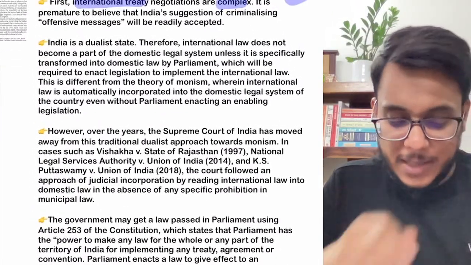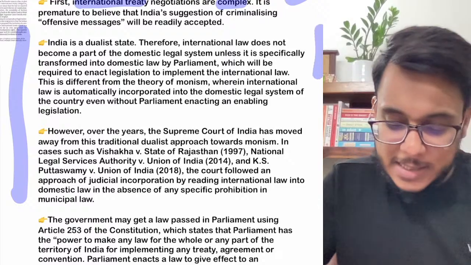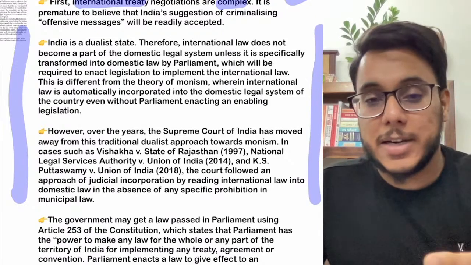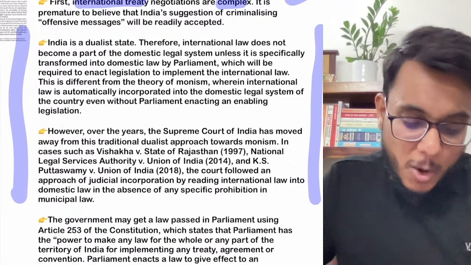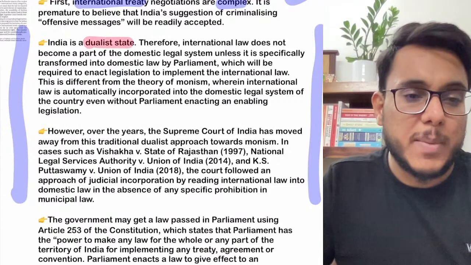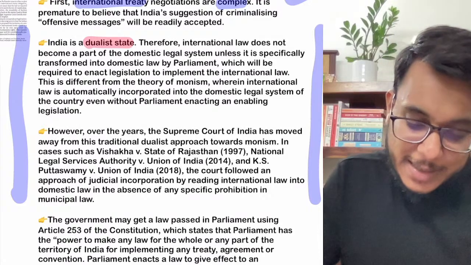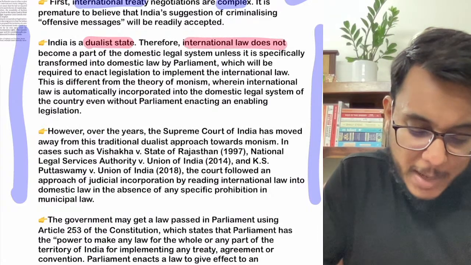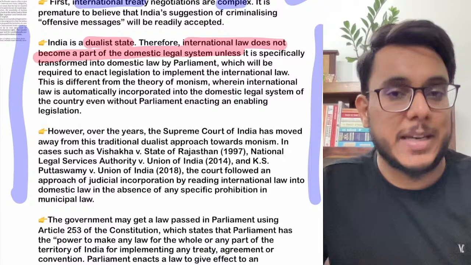Secondly, guys, there is a good concept that has been used here, and I am more interested in talking about that concept. Now it is being said that India is a dualist state. What do we mean by a dualist state here? Here it is being said that international law does not automatically become part of the domestic legal system.